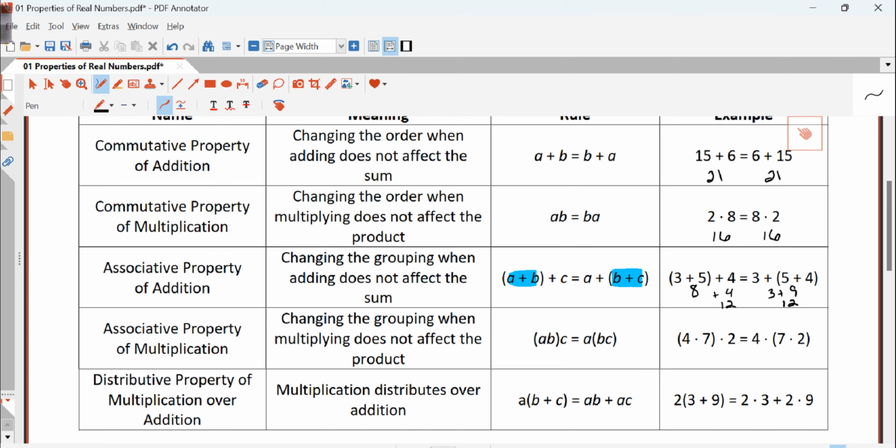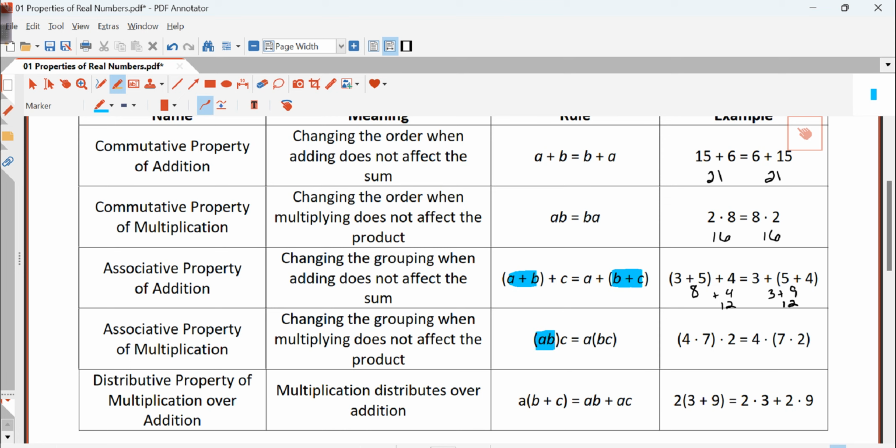The associative property of multiplication does exactly the same thing. If I were to multiply a times b first, then times c, I would get the same answer if I multiplied b and c first and then multiplied a. So let's look at an example. 4 times 7 in parentheses times 2 would equal 4 times and then 7 times 2 in parentheses. So let's see, 4 times 7 is 28, and 28 times 2 is 56. If I check over here, 7 times 2 is 14. 4 times 14 is also 56.